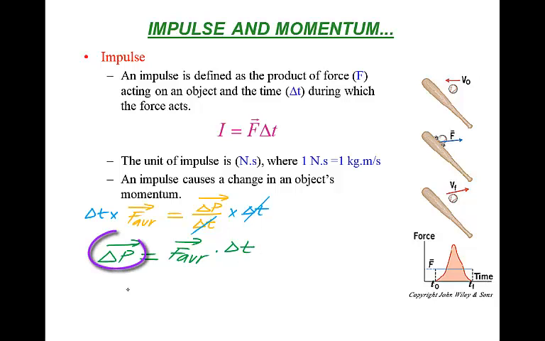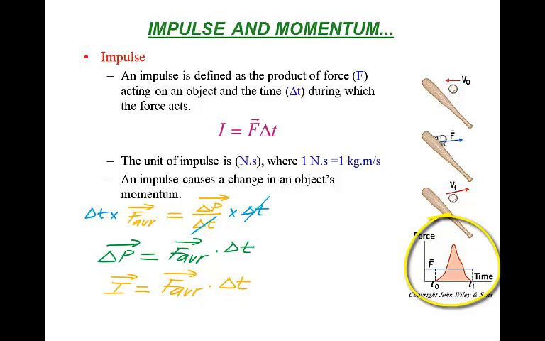As I said earlier, the change in momentum indeed is the impulse, which is equal to the average force times the change in time delta t. Graphically, the impulse is represented by the area under the curve for a force versus time graph, which is the area under this curve here for the baseball bat example.